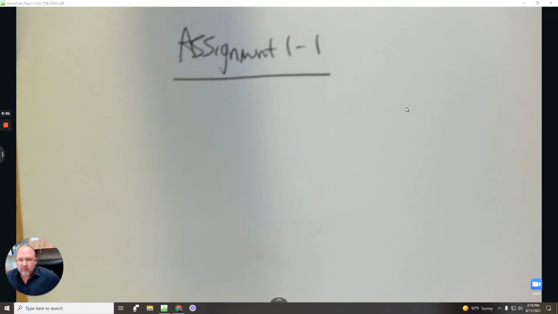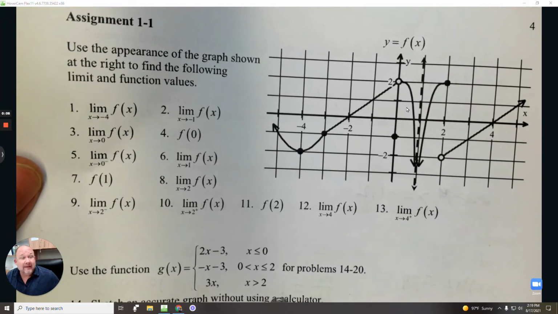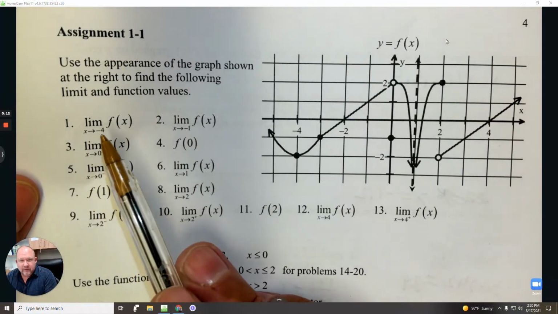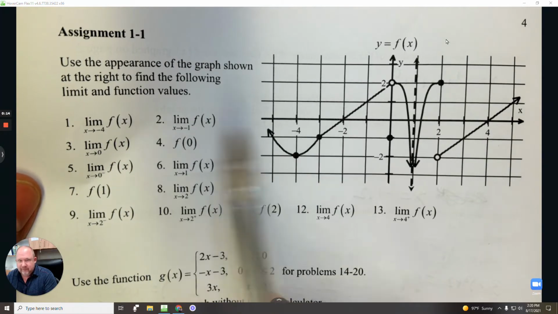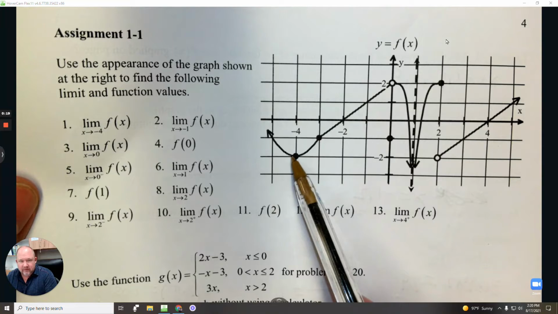All right, here's assignment 1-1. First questions have to do with limits. So we're going to talk about it and then we'll put the answers down. What's the limit as x approaches -4 of f at x? So here's -4. The limit is the y value there, so the answer is -2.